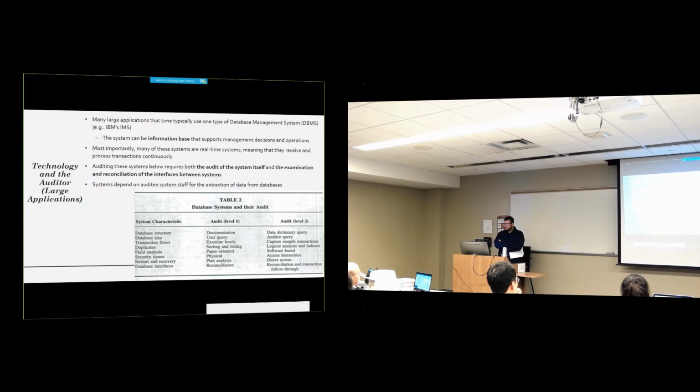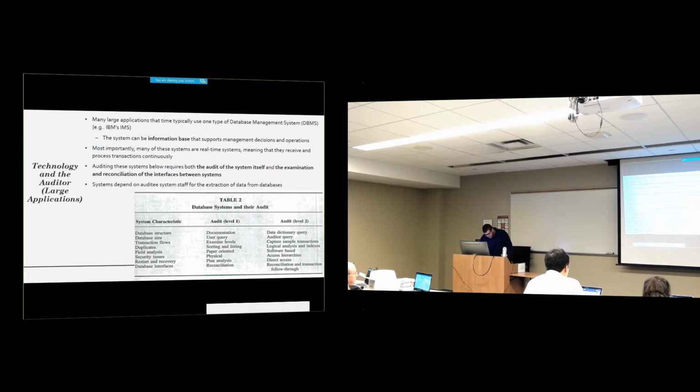So the audit depends on the audit system, starting with the extraction of the data from the database. Talking about the table below, it shows some characteristics of the database system and the two audit techniques, level one and level two, that can be used to measure those systems. For example, level one examines the documentation request for the user query for the database and examines the application summary data, then sorts it and lists the records by the user, not the auditor.